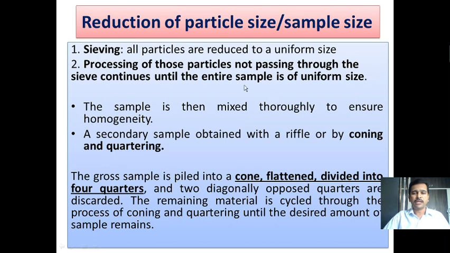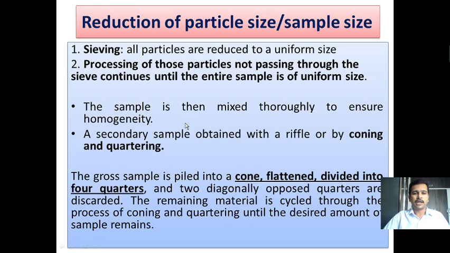So how to do this? You take the larger particles and subject them to crushing in order to reduce the particle size. Again you sieve it. This process has to be continued until all the larger particles are allowed through the sieve. Now you have a uniform size sample, or homogeneous sample.